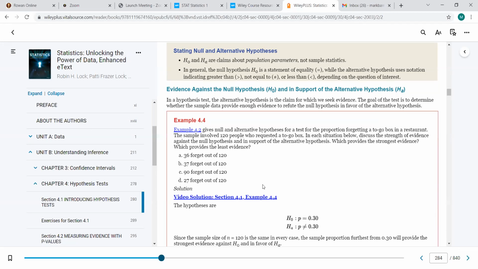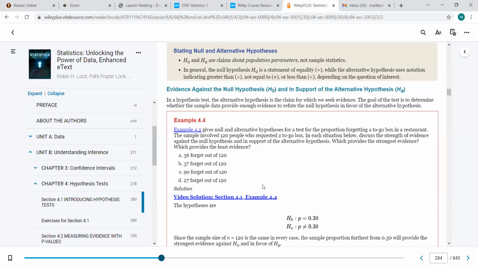Would it be C? Yeah, that's right, C, 90 out of 120. For that sample, that's a lot, isn't it? If you divide those two numbers, 90 divided by 120, that's 0.75 or 75%. You're absolutely correct. That is so much larger than p equals 0.3. That would be the one that seems to provide the strongest evidence that the null hypothesis is not correct, right?